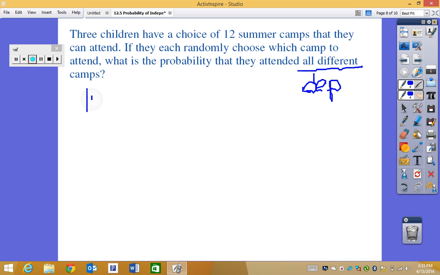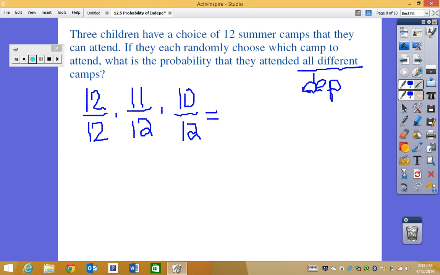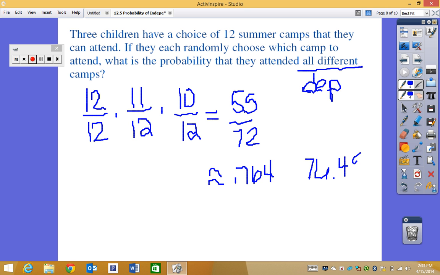So the first child has 12 out of 12 camps to choose from. Once one camp has been selected, then the next one has only 11 out of 12 to choose from, and the third has only 10 out of 12 to choose from. So multiplying those together and simplifying, we have 55 out of 72, which is approximately equal to 0.764, or 76.4%. That 3 will pick different camps to go to.